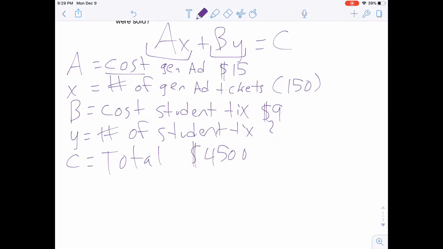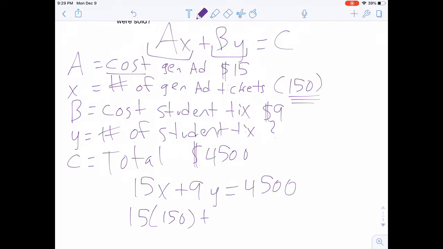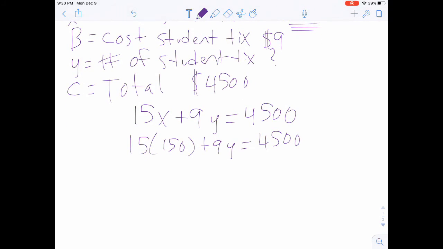Okay, so if I'm subbing into ax plus by equals c, the equation is 15x plus 9y equals 4,500, and I'm subbing in 150 for x. My question says to solve for the number of student tickets. So if I want to solve for y, I first multiply 15 and 150 to get 2,250 plus 9y equals 4,500.